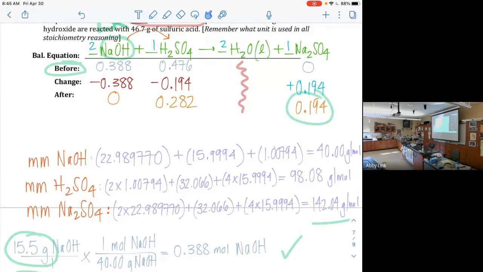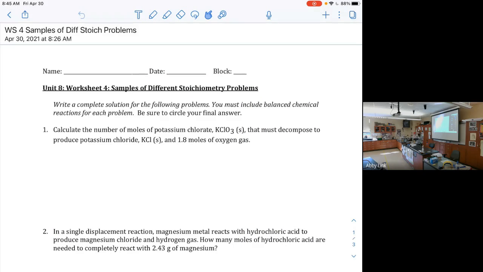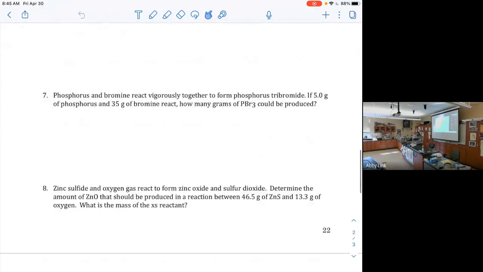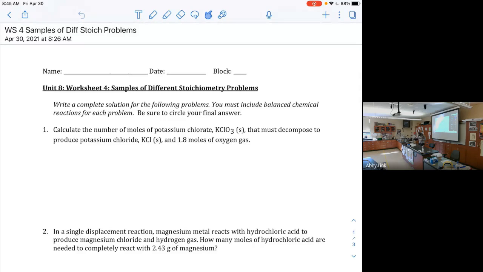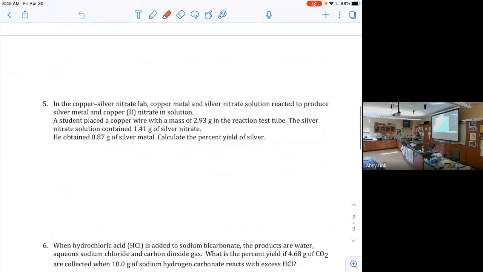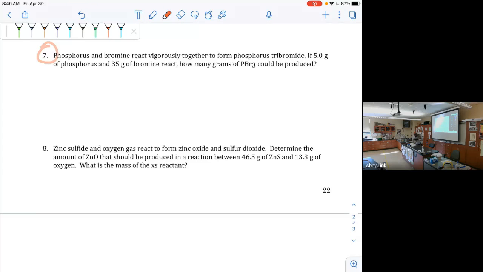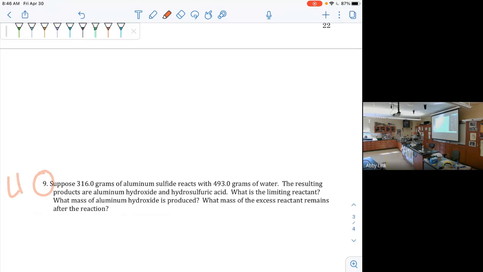All right, shall we take a look at today's assignment? We're going to do another limiting reactant problem, so don't feel like we're just moving on. I believe we have 9 problems. Is that right? Yes, 9 problems. Now, let's circle the ones that are going to be limiting reactant. Number 5 is limiting reactant. Numbers 7, 8, and 9 are limiting reactant.